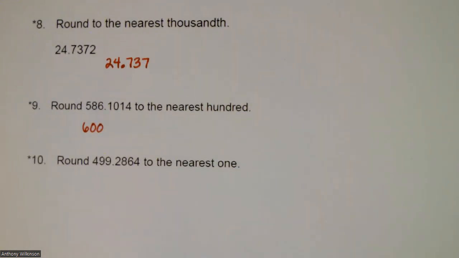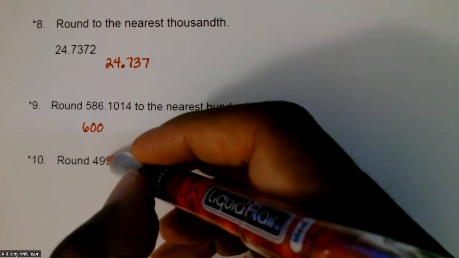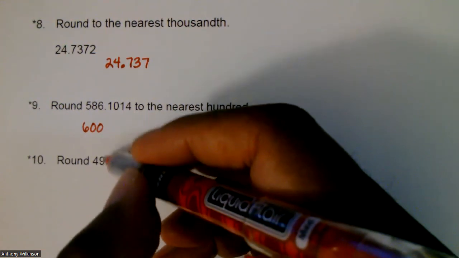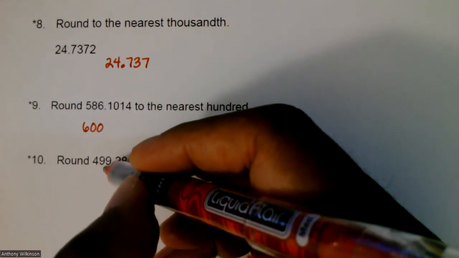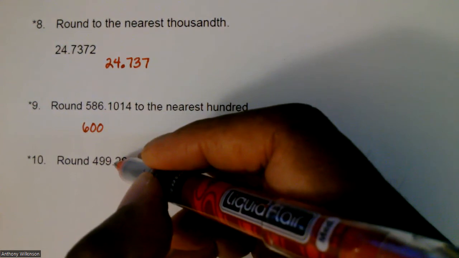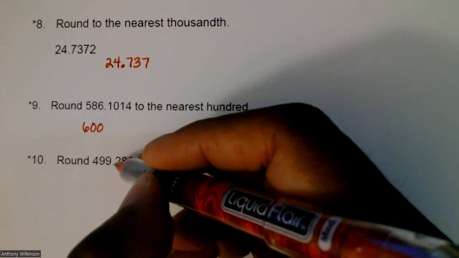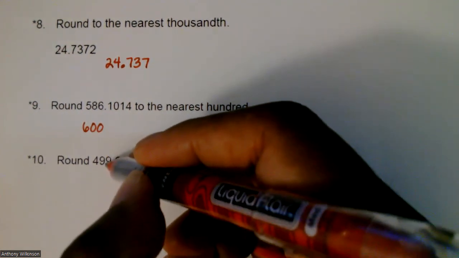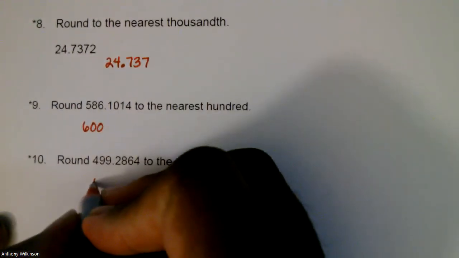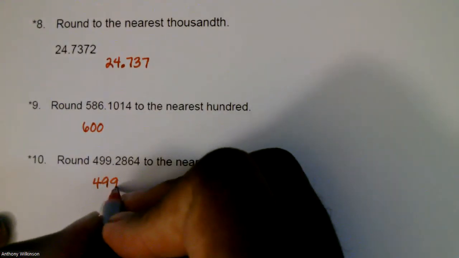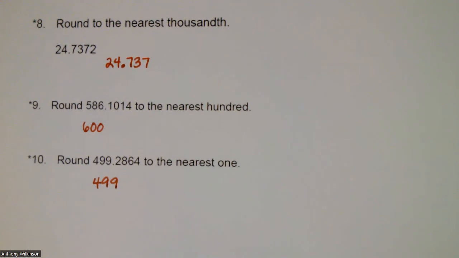And finally, number 10, 499.2864 to the nearest 1, or in some cases to the nearest whole number. The digit in the ones place is going to be the 9. The number to the right of that is 2. 2 is less than 5, so that 9 remains the same. So this will be, to the nearest 1, or to the nearest whole number, 499.